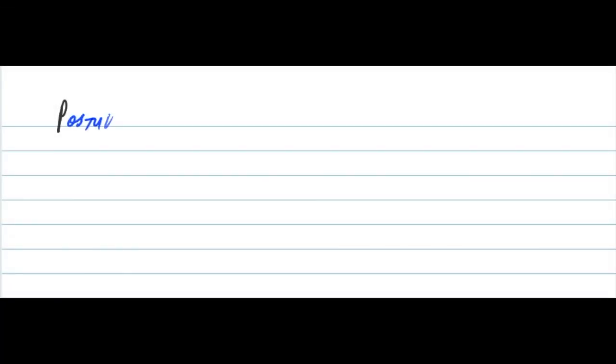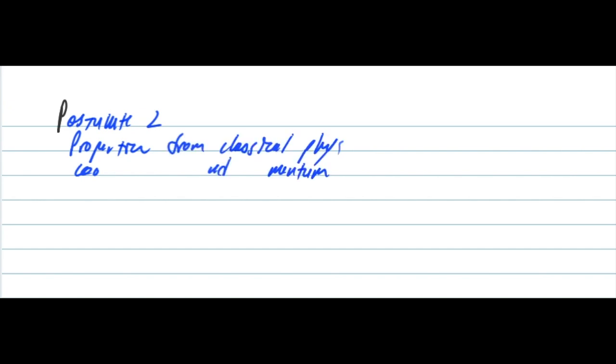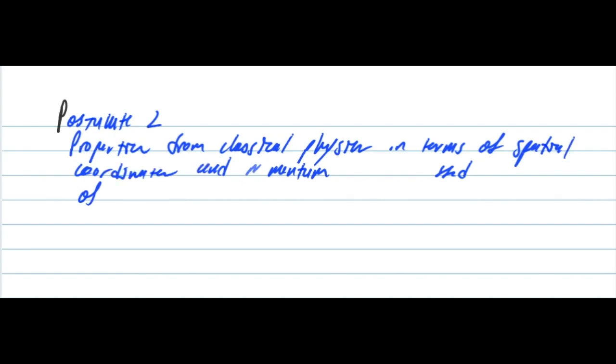Okay, in our departure from classical physics to quantum physics, we have postulate 2, which states that properties from classical physics in terms of spatial coordinates and momentum are going to be expressed in terms of quantum mechanical operators. And here in equations 4 to 6, we see the momentum operators, which are differential operators.